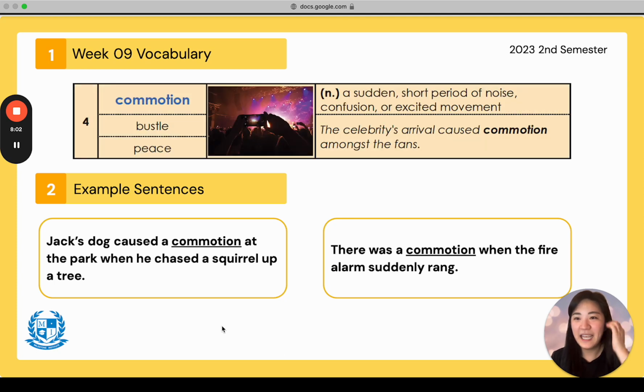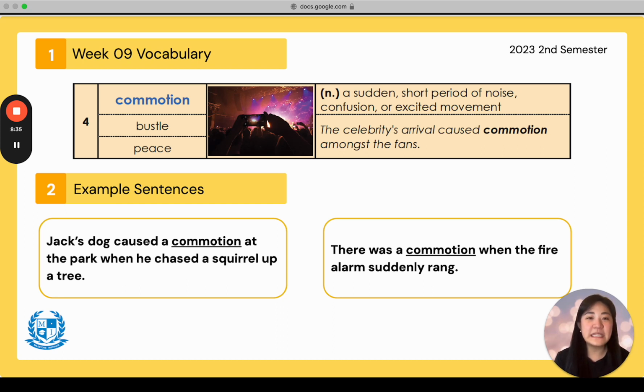Good. Number 4, everyone say commotion. Commotion. And the synonym is bustle, and the antonym is peace. And it is a noun, and it means a sudden, short period of noise, confusion, or excited movement. So commotion being very loud. There's so many things happening at the moment.